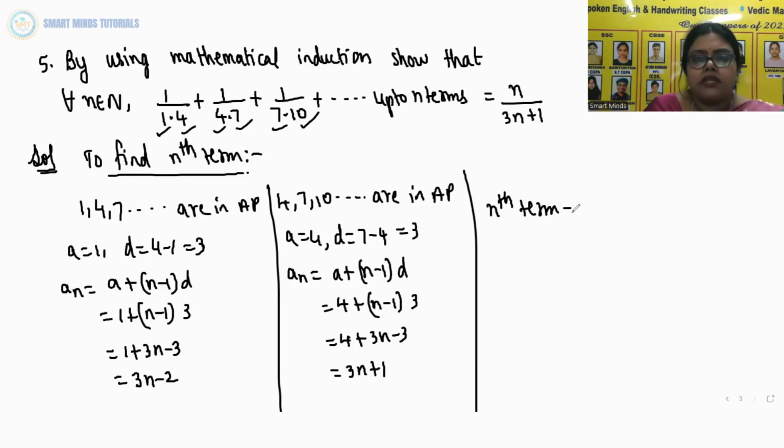So we get the nth term over here. Now we don't just multiply. See the question, you have 1 / (1 × 4), 1 / (4 × 7). So the nth term is 1 divided by the first nth term into the second nth term. So this is the final nth term we have got.